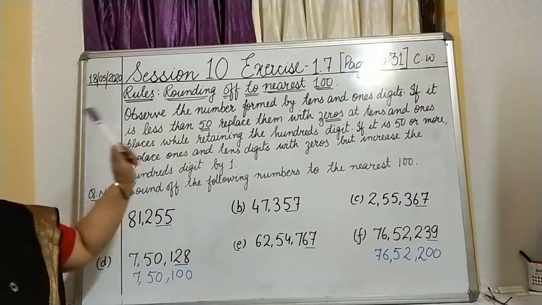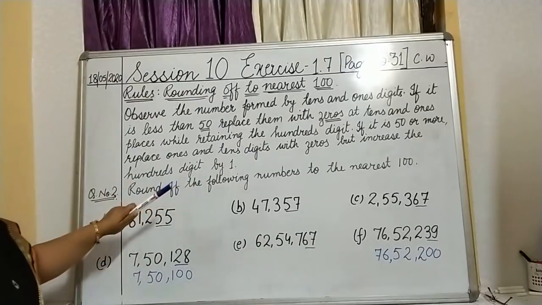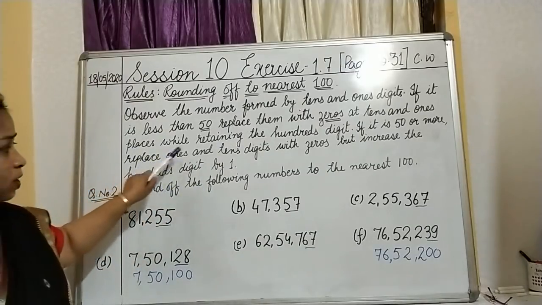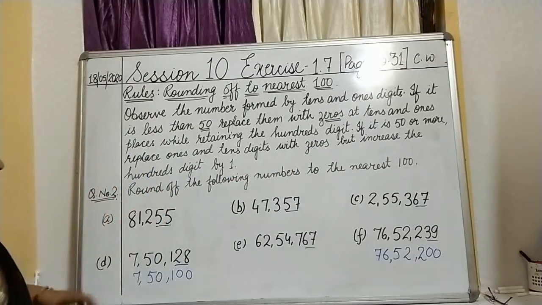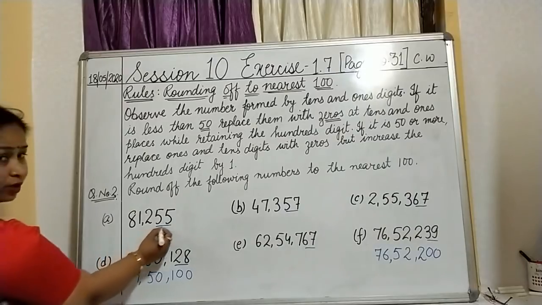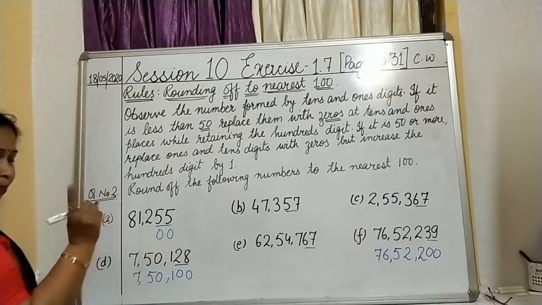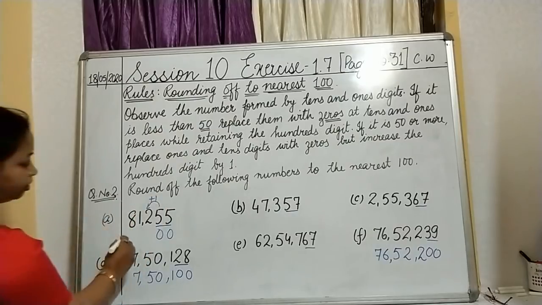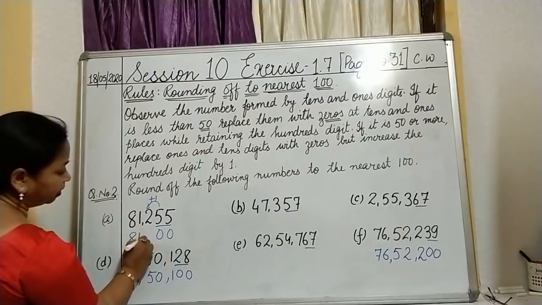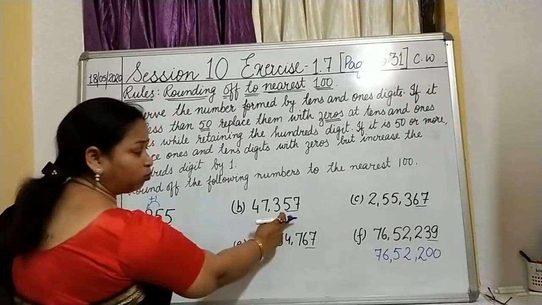Now let us see how to do the rest of the questions. Yes, we move on with the rule. If it is 50 or more than 50, then what we have to do? We have to replace the ones and tens digit with zeros, but increase the 100 digit by 1, children. So what we will do? This is more than 50, isn't it? 55, more than 50. So we will just write down 0 over there, but the 100 place will be increased by 1, and then the answer changes to 81,300. Understood?